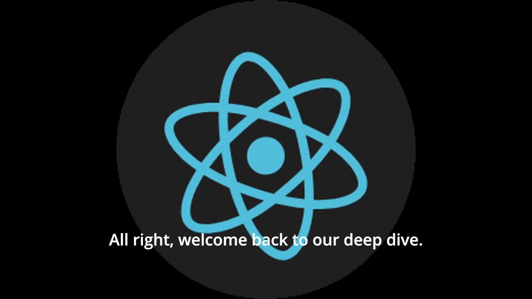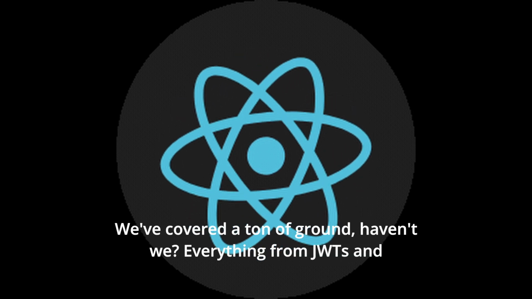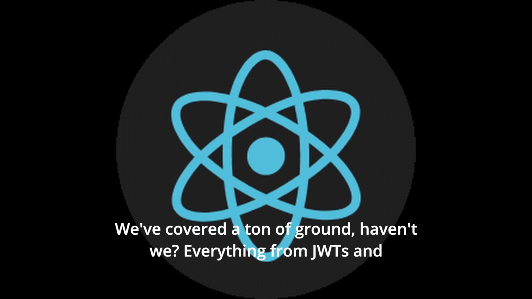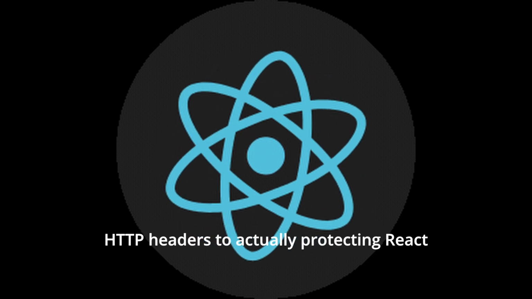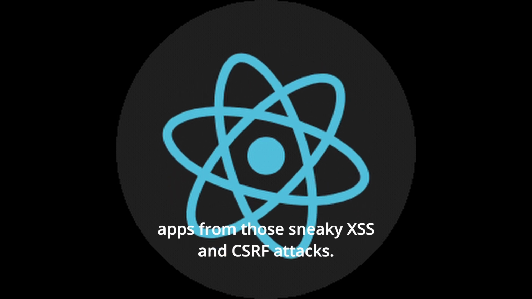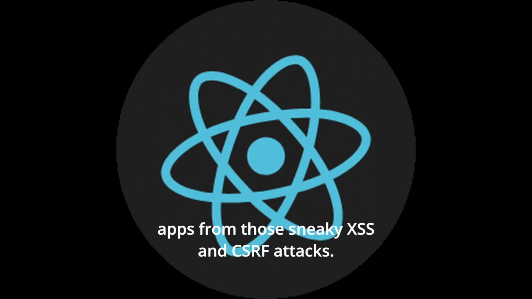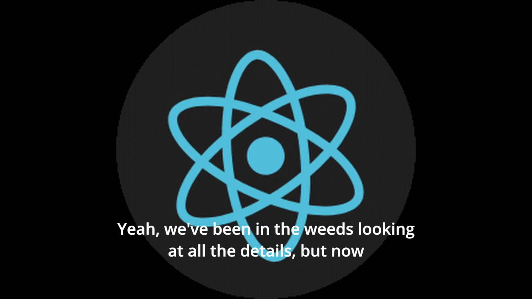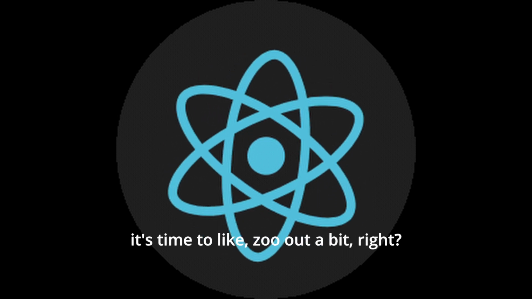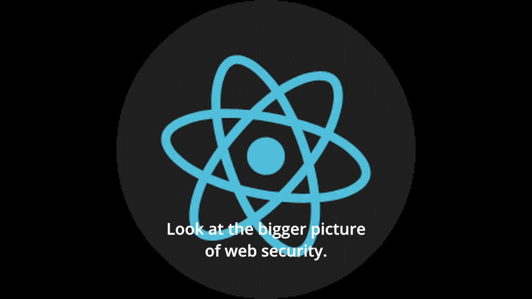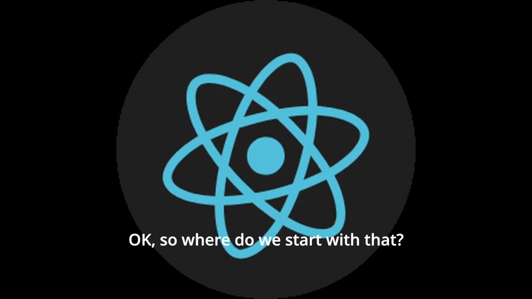All right. Welcome back to our deep dive. We've covered a ton of ground, haven't we? Everything from JWTs and HTTP headers to actually protecting React apps from those sneaky XSS and CSRF attacks. Yeah, we've been in the weeds looking at all the details, but now it's time to zoom out a bit, right? Yeah. Look at the bigger picture of web security. Okay. So where do we start with that?